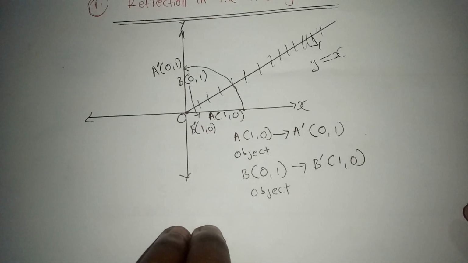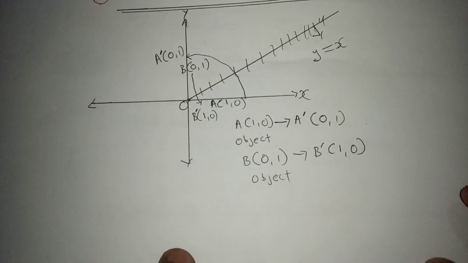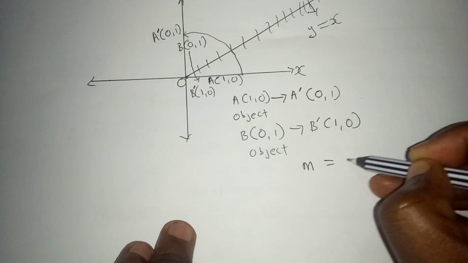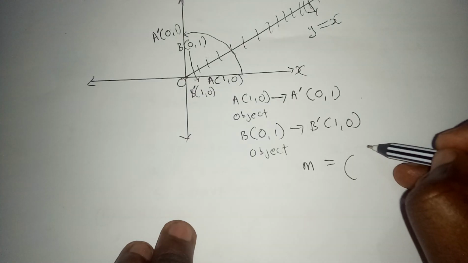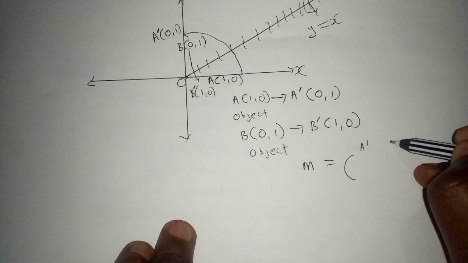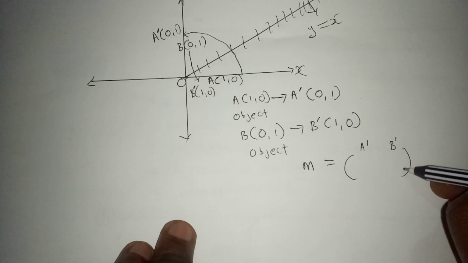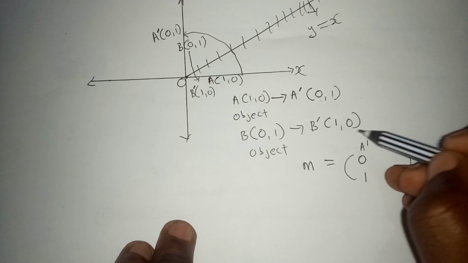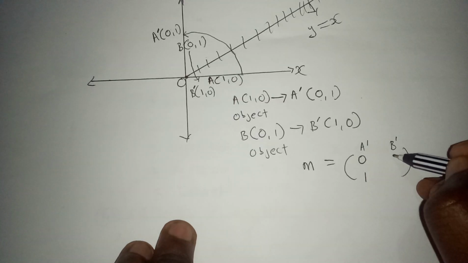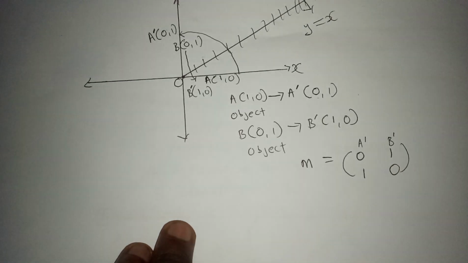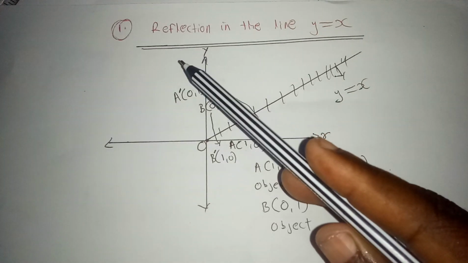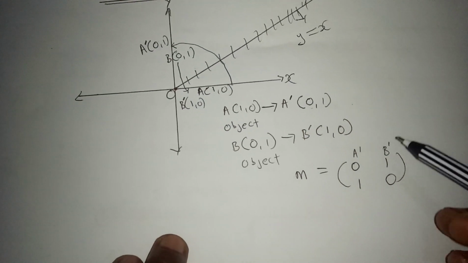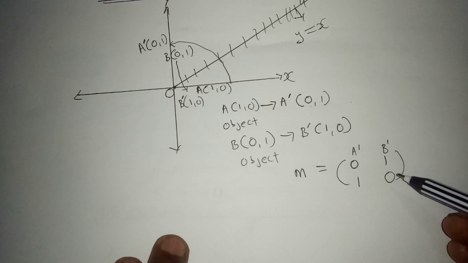Now this helps us to come up with what we call the matrix. The matrix, represented by M, we start with the image of A followed by the image of B. The image of A is (0, 1), then the image of B is (1, 0). So this is the matrix for the reflection in the line y equals x. The matrix is 0, 1, 1, 0.